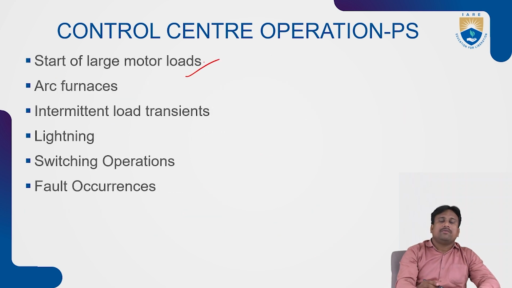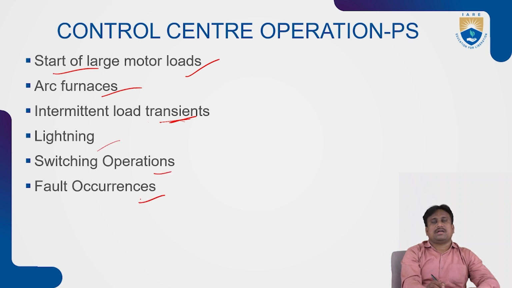So here some of the parameters also influence the entire control center operations of the power system, which may be due to the start of large motor loads, excitation of large motor loads, arc furnaces, intermittent load transients, lightning effects, switching operations, and fault occurrences. So these also mostly affect the system parameters.